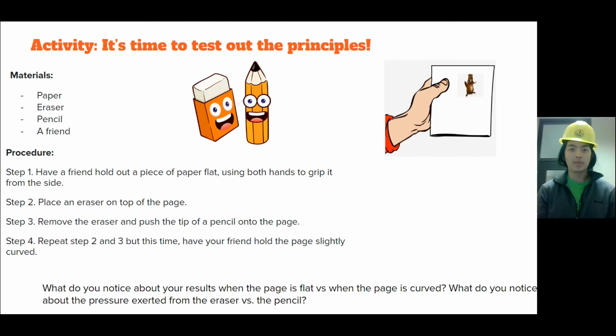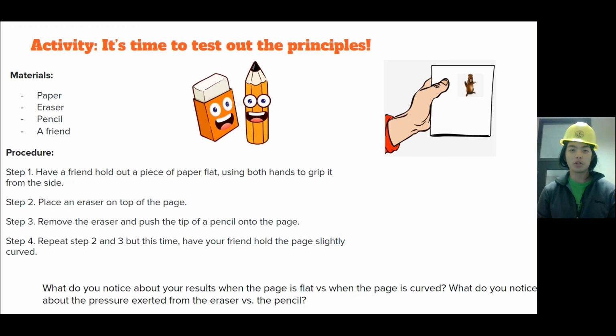You're going to repeat these 2 steps, but this time you're going to curve the paper one way. So you're going to curve it in an upwards position and try poking it with the eraser and the pencil, and then curve it the other way and try poking at it. Try and notice what happens differently in all these situations, and good luck.